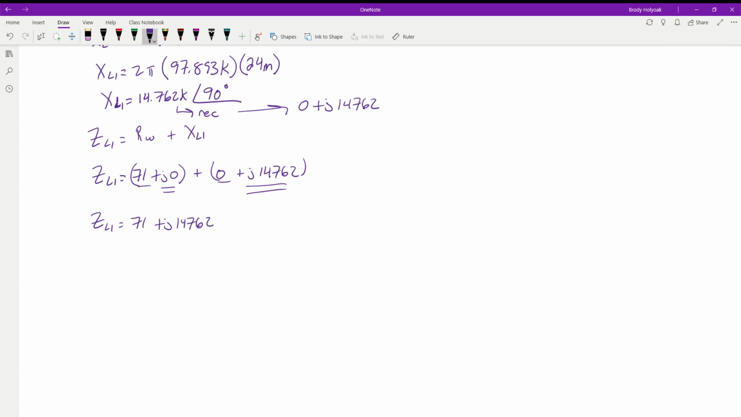Now, as we continue and go on, we don't have anything else that we're going to add, so we know that we're going to need this in polar, because now we're going to be multiplying and dividing. We're going to find currents, voltages, things like that. So we need this value in polar so we can do those functions.